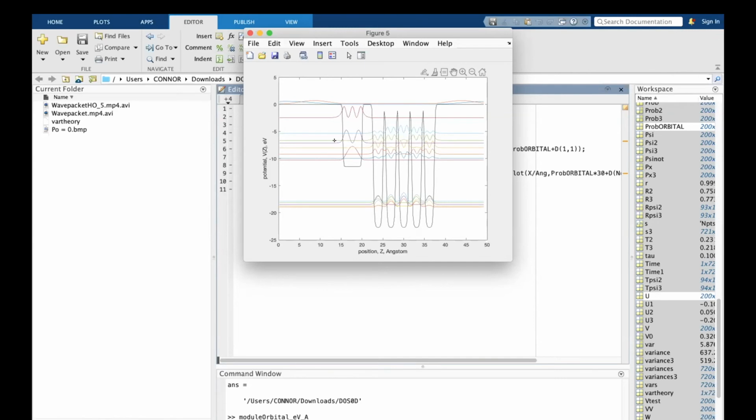So this is the die, this indent here, and then these are the eigenstates. Mm-hmm. I just have a quick question. Why are there peaks on these three eigenstates and none of the other ones for the die?